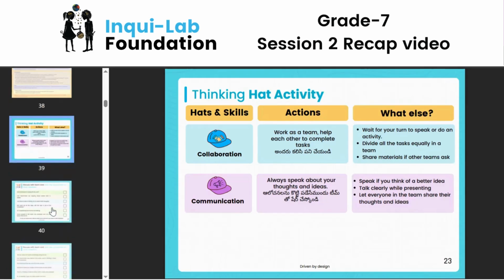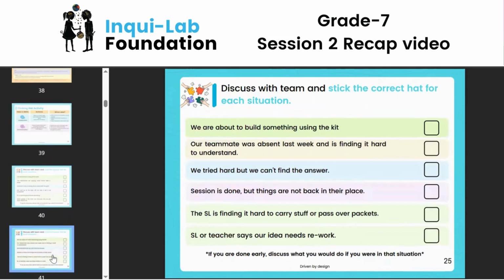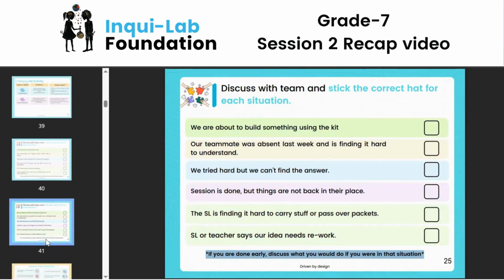And the activity is basically about how they read these sentences that are here, and they are going to discuss with their team and stick the correct hat for each situation. Remember that sometimes there can be 2 hats for one situation, and that's totally dependent on how the student understands the situation. If you are done early, make sure you are discussing what would you do if you are in that situation. Tell the students to do that.